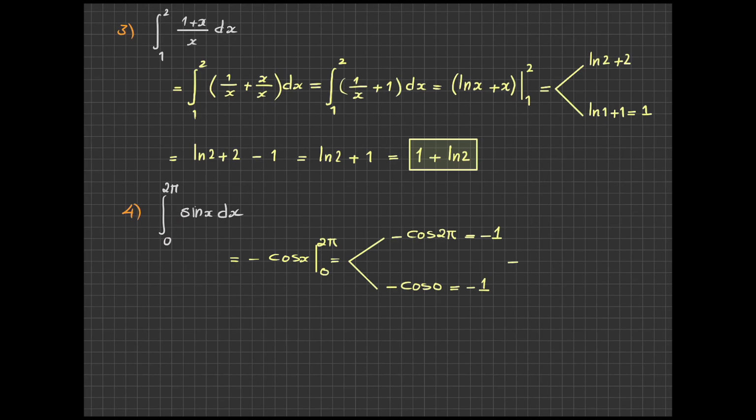And then I go back to the horizontal line. I get minus 1 above, I get minus 1 also below, and I have to subtract them. So what's the answer? 0.